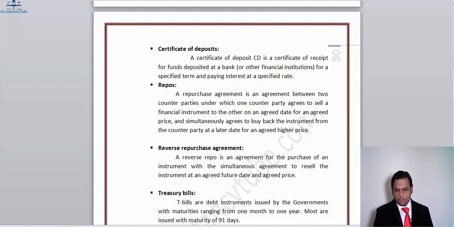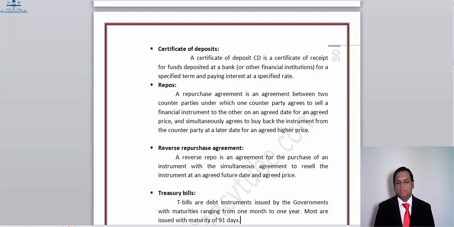Then we have got repos. A repurchase agreement is an agreement between two counterparties under which one counterparty agrees to sell a financial instrument to the other on an agreed date for an agreed price, and simultaneously agrees to buy back the instrument from the counterparty at a later date for an agreed higher price.